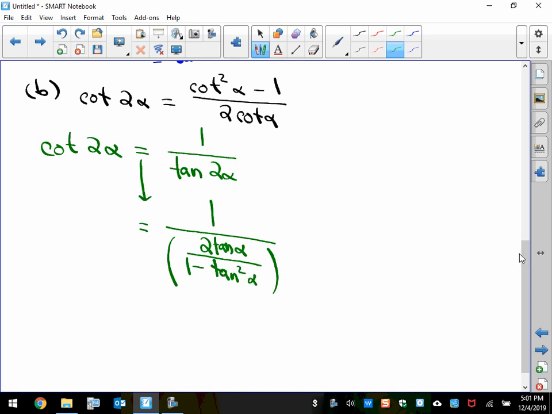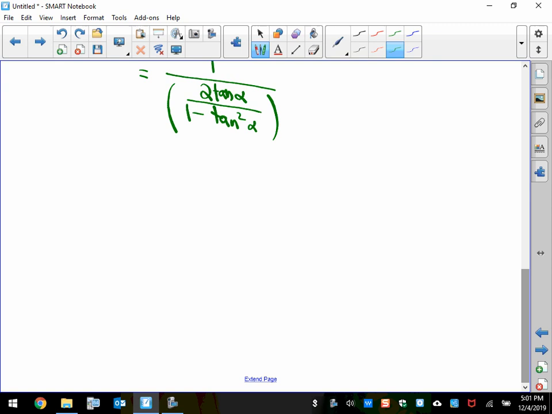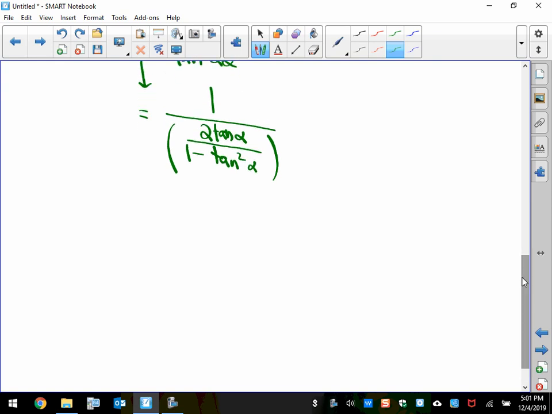And I think we're going to have to flip and multiply here. Will that do it for us? Maybe, maybe not. So let's flip and multiply.